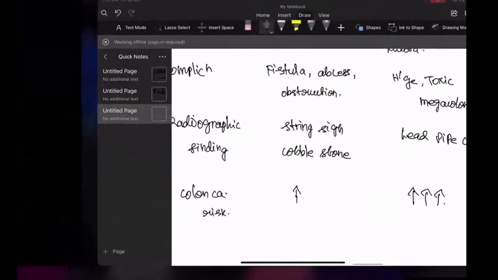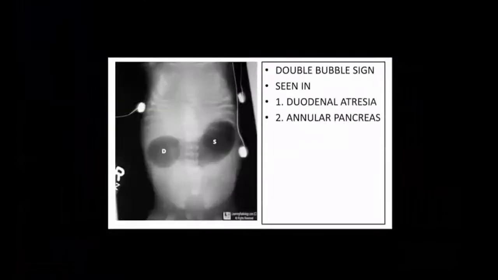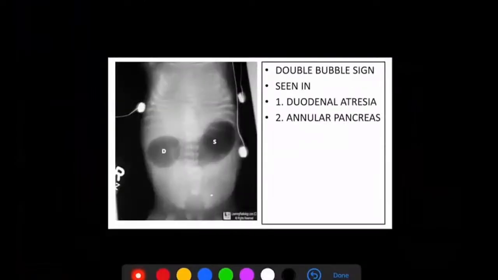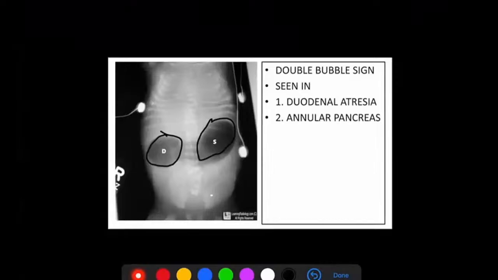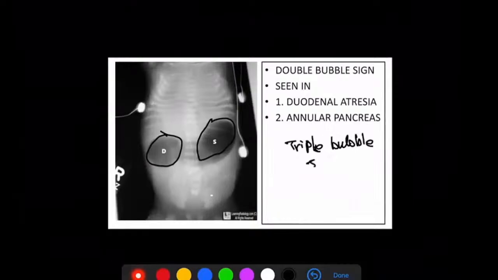Crohn's disease and ulcerative colitis. This is double bubble appearance. Double bubble appearance is seen with duodenal atresia or the annular pancreas. Triple bubble sign is seen in jejunal atresia. Very, very good. Jejunal atresia. These questions have been asked in exam. Triple bubble sign is seen in jejunal atresia.